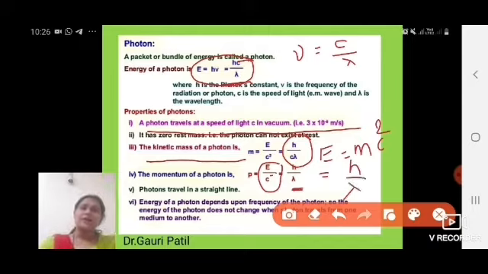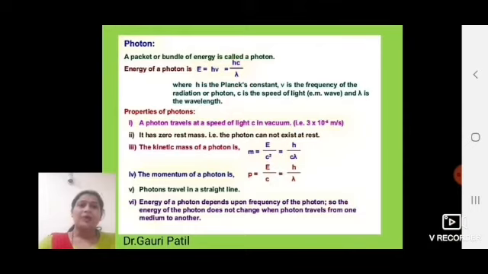So dear students, another property of a photon is that a photon always travels in a straight line. Then, the energy of a photon depends upon the frequency of the photon. So the energy of the photon does not change when the photon travels from one medium to another; the energy of the photon remains constant. It can't change. So these are all the properties and the energy of a photon.